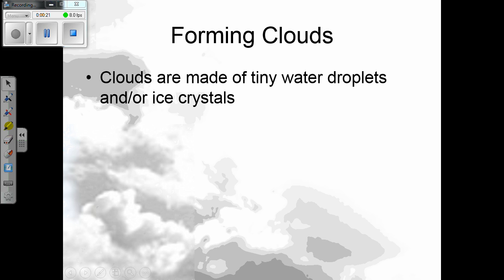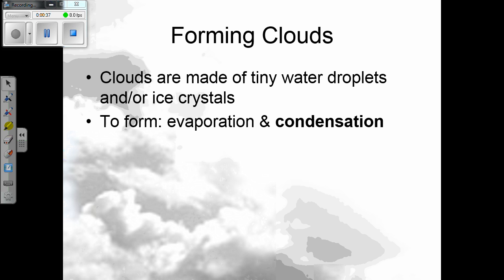So first, what are clouds? Clouds are made of little drops of water or ice that are small enough that they can be suspended in the air, which means they don't fall to the ground. So how do they get there? They get there in two ways, from evaporation and condensation.